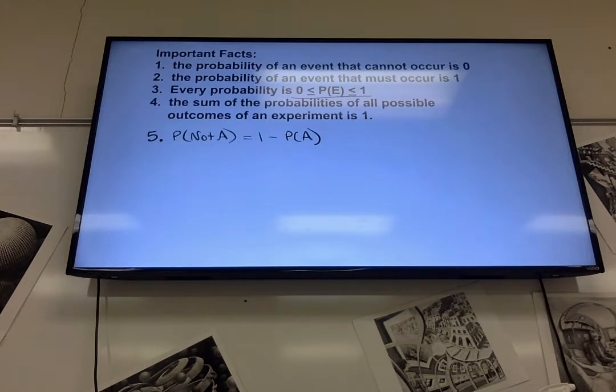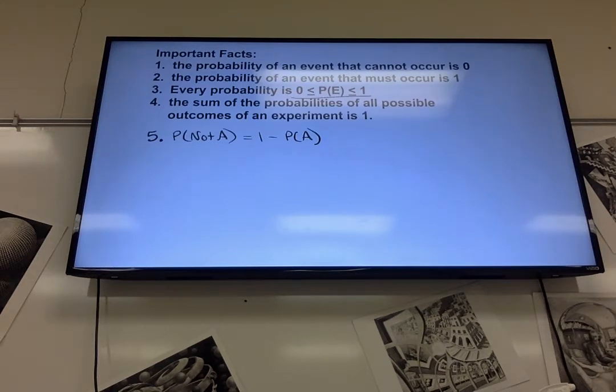So somewhere between 0 and 1, or it could be 0 or, in fact, 1. The sum of the probabilities of all possible outcomes of an experiment is 1. For example, the probability of heads, flipping a coin and getting heads, is 1/2. The probability of getting tails is 1/2. Those are the only possibilities. So if I add 1/2 and 1/2, I get 1. That's what number 4 is saying. If you take all the possible probabilities, add them together, you get 1, because one of those has to happen.